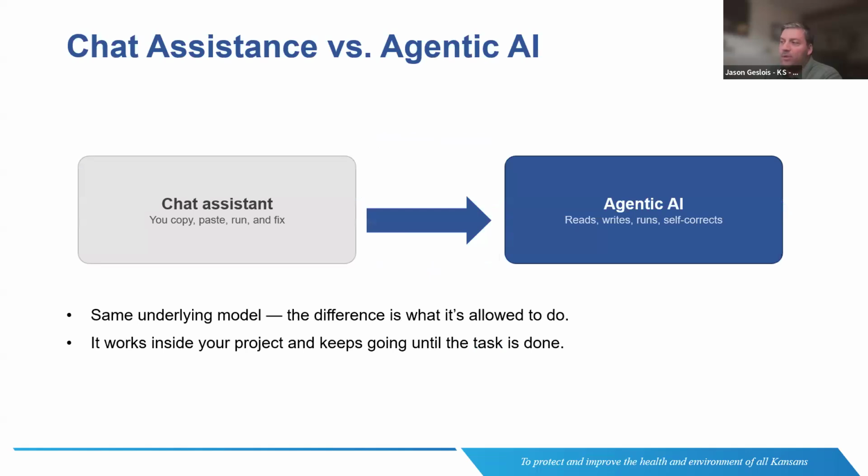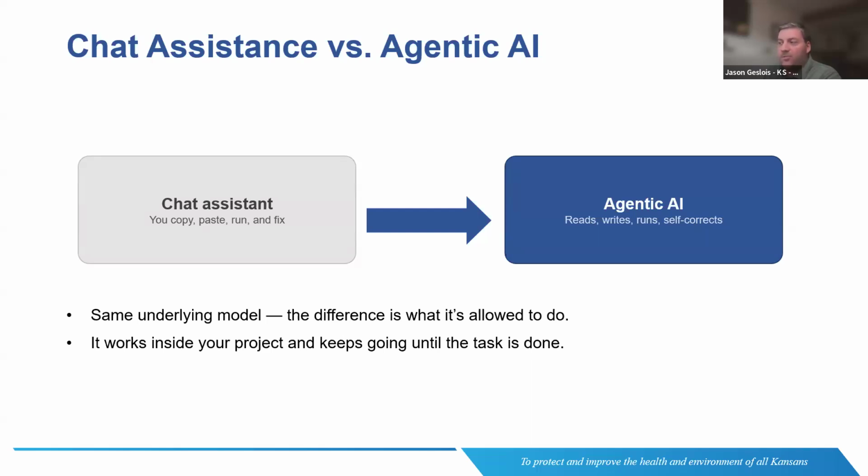So think about how you normally use an AI chat tool. You type a question, it gives you an answer or a block of code, and then you are the one that copies that code, pastes it into RStudio, runs it, reads the error, and goes back to ask again. You're the messenger carrying information back and forth.